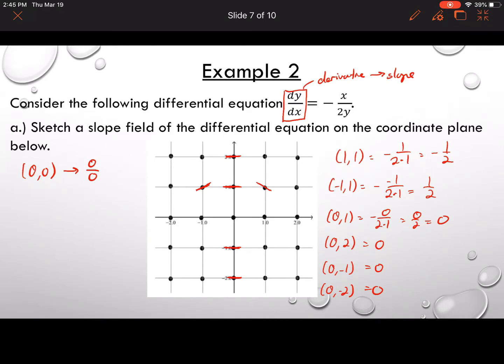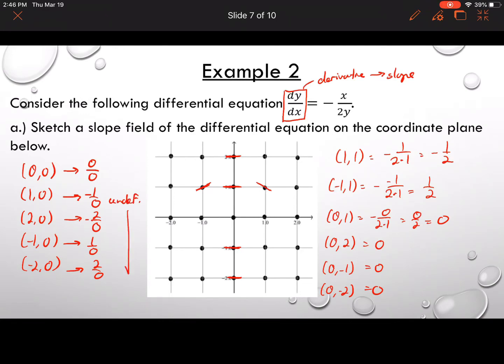And the same rule actually applies for these next 4 points: 1, 0, 2, 0, negative 1, 0, negative 2, 0. For each of these, you'll notice that the y value is 0. And if our y value is 0, the denominator is equal to 0. So for 1, 0, you end up with 1 over 0, 2 over 0, negative 1 over 0, negative 2 over 0. Remember, when you divide by 0, it is undefined. So as a result, we're not going to plot anything there either.